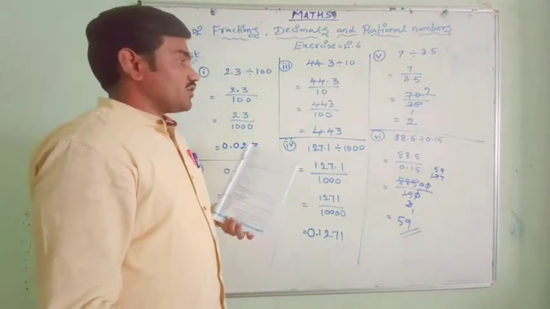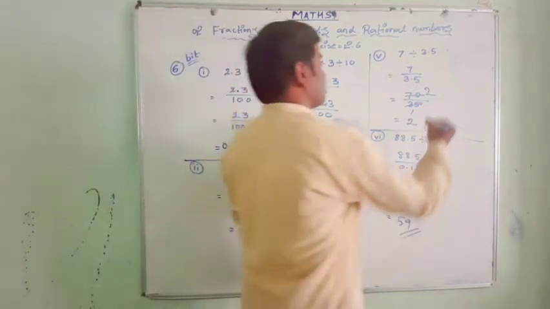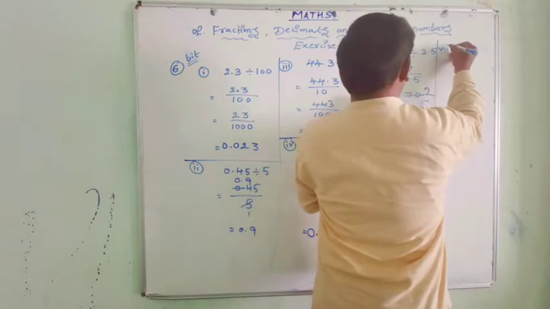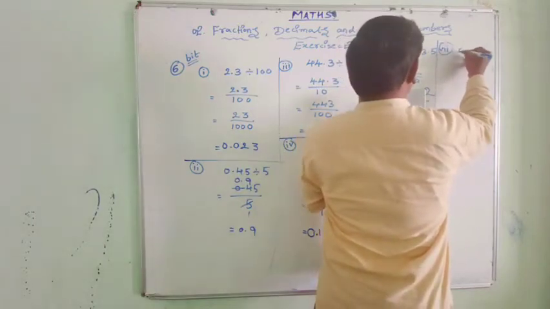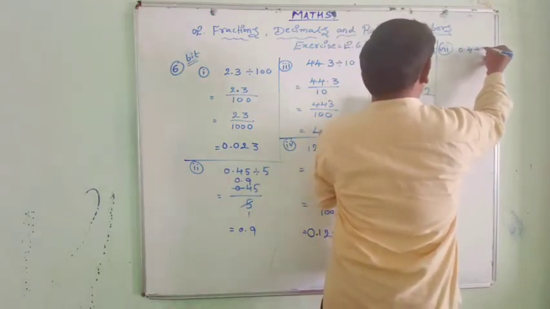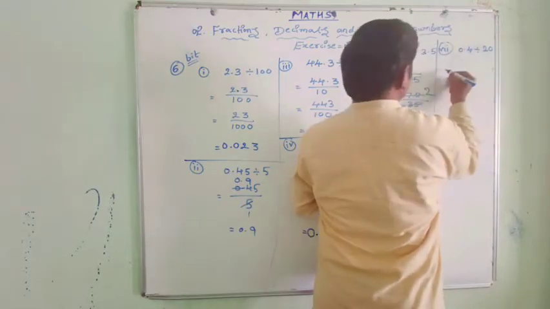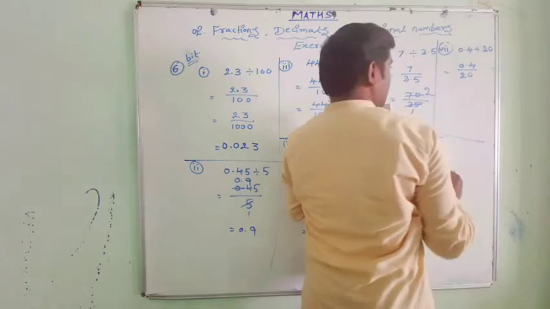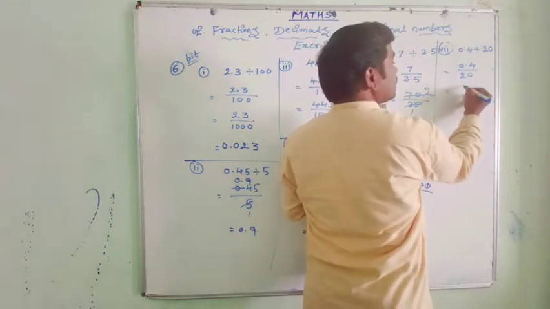So there is only one more problem left. That is the seventh one, 0.4 divided by 20. In the numerator we will remove the one decimal.